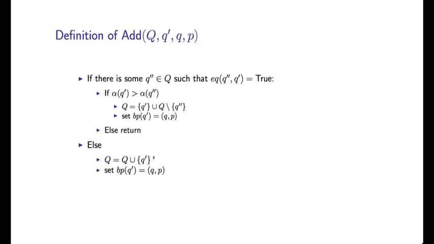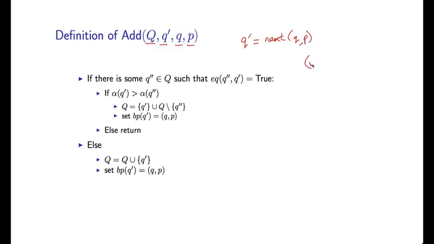So here's the definition of add. Add takes a Q, capital Q, and a state Q' and adds Q' to Q. And remember, Q' is equal to next(Q, p). So this is just some record of the history that was used to create Q'. The first thing we do is we check to see if there's something already in the set which is equal to our current state. Okay, so remember the equal function.